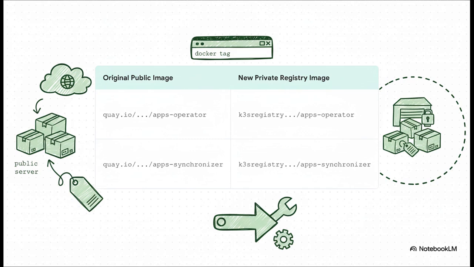And this slide shows you exactly what I mean by relabeling. We use a command called docker tag, and it's basically like slapping a new shipping label on a package. See, the original address points to a public server, quay.io. We're changing that address to point to our private one, k3sregistry.duckdns.org. Why? So that when the system is inside the vault and needs some software, it knows to look right there in our local warehouse, not out on the internet.